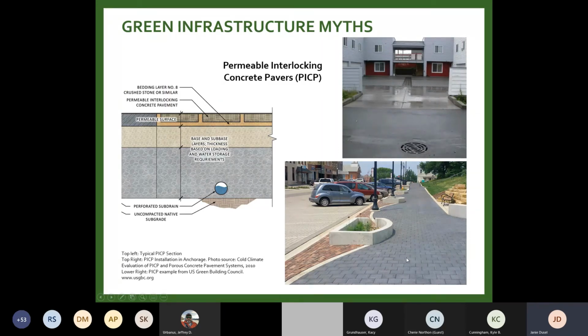This is obviously an out-of-state picture, but still, this is PICP, with smaller void space openings here. But it's most successful when used in these types of applications: plazas, walkways, things like that. It can be done in parking lots and drivable surfaces as well. It's usually not recommended for high-speed applications at all.